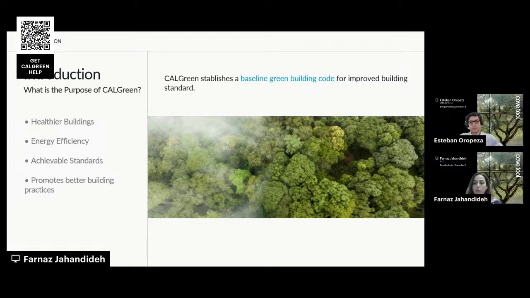So today we are going to mostly focus on mandatory measures, which all the projects are going to require. But we will touch a little bit on voluntary measures, and we will also be talking about best practices for reviewing and submitting documentation.